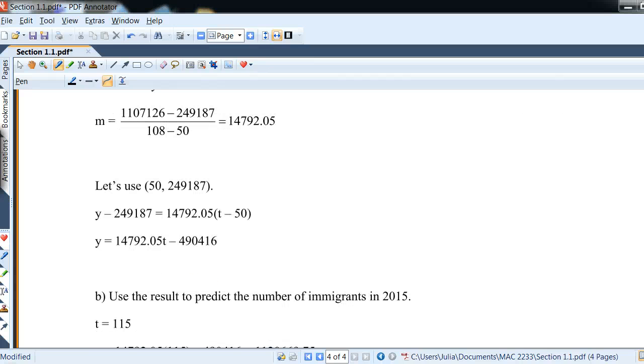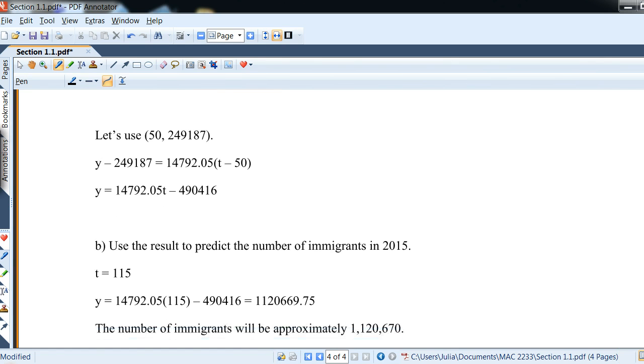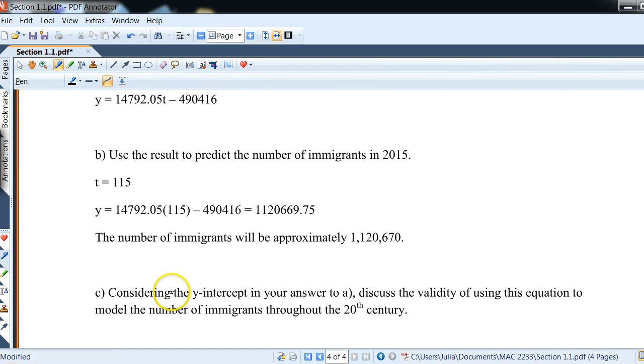Now what's next? We use the result to predict the number of immigrants in 2015. Well, what I did, the t is 115 years since 1900, and I plugged it into the equation above to get this result. Obviously, the number of immigrants cannot be a decimal, so what I did was round it to the nearest number. Okay. Now, here is part C.